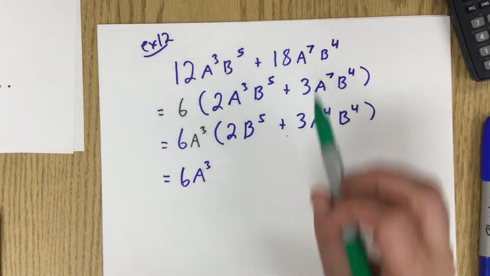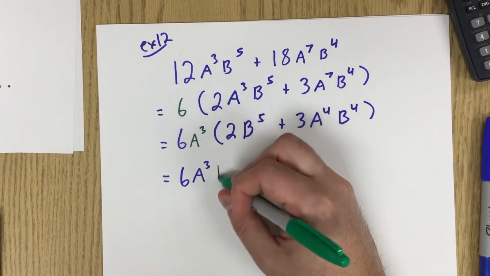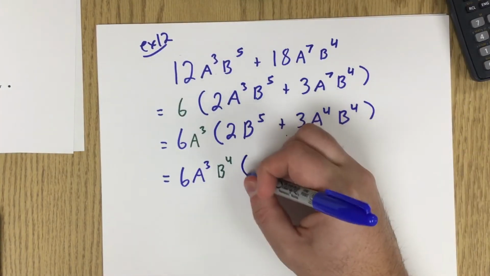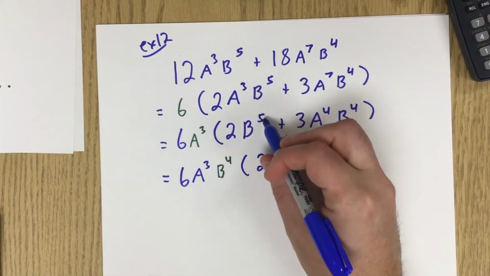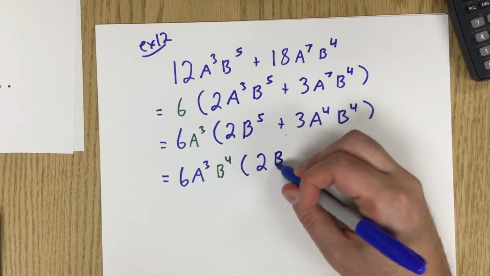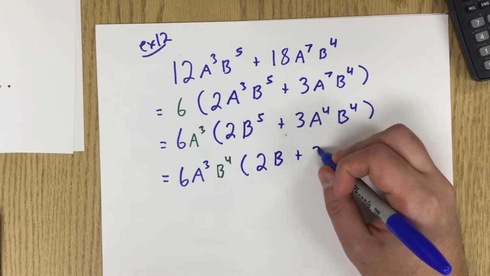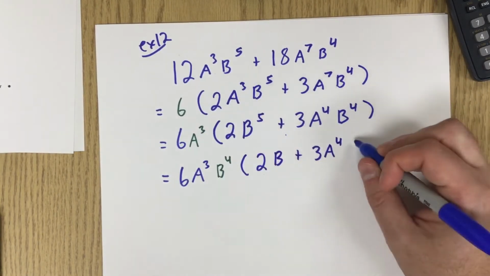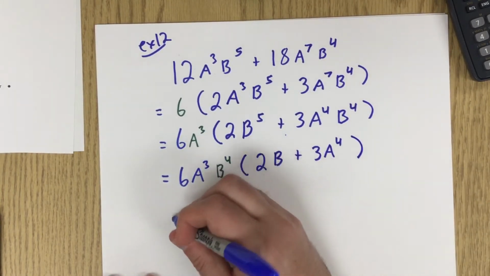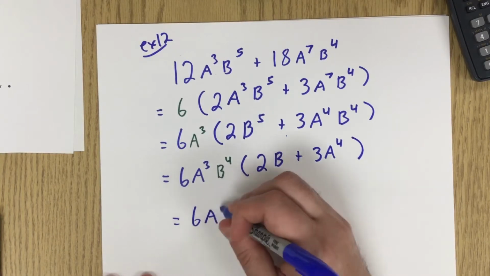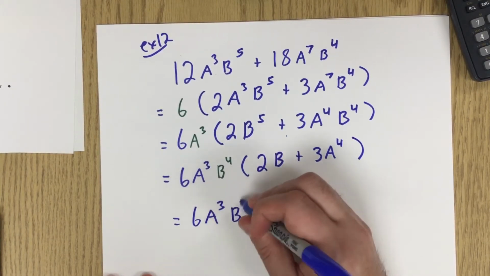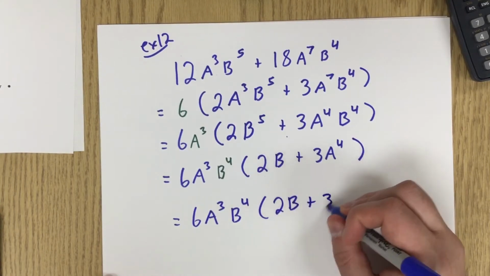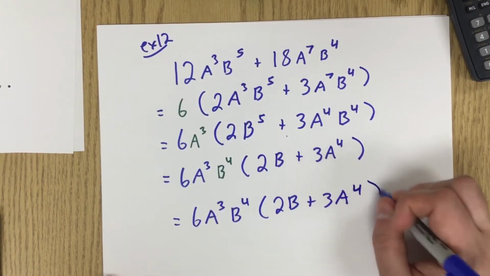Now we're going to look at the b's. There's 5 there, there's 4 there. So there's 4 in common. The 2 is still there. There was 5, we took out 4 of them. There's only 1 left. 3a to the 4, there was 4, we took out them all. And we're done. So the common factor is 6a cubed b to the 4, and what's left is 2b plus 3a to the 4.